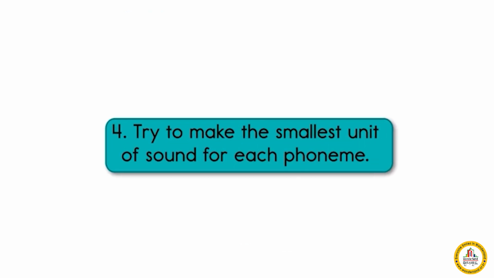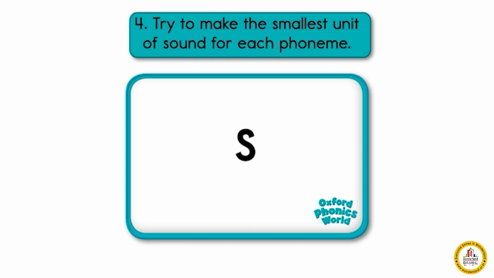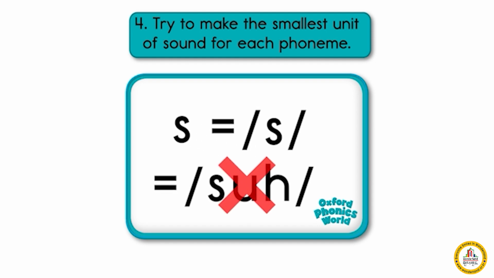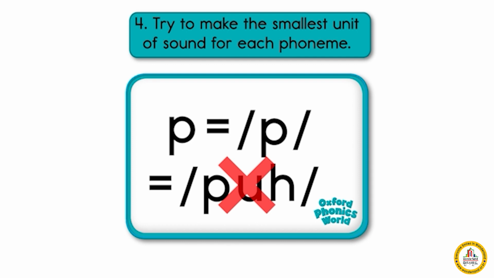Do not distort phonemes by adding an uh sound to the end. For example, the sound of S is sss, not suh. And the sound of P is p, not puh. Try to make the smallest unit of sound for each phoneme.